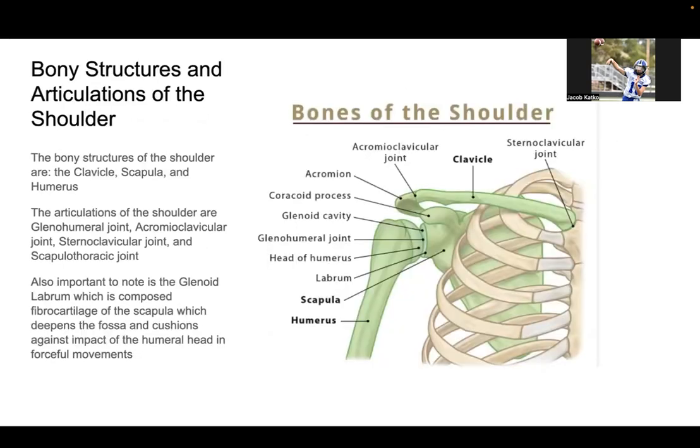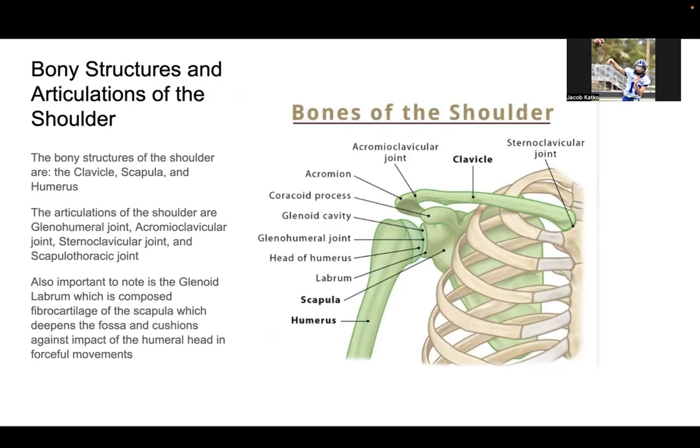So bony structures and articulations of the shoulder. The bony structures of the shoulder are the clavicle, scapula, and humerus. The articulations of the shoulder are the glenohumeral joint, acromioclavicular joint, sternoclavicular joint, and scapulothoracic joint. Also important to note is the glenoid labrum, which is composed of fibrocartilage of the scapula, which deepens the fossa and cushions against impact of the humeral head in forceful movements.